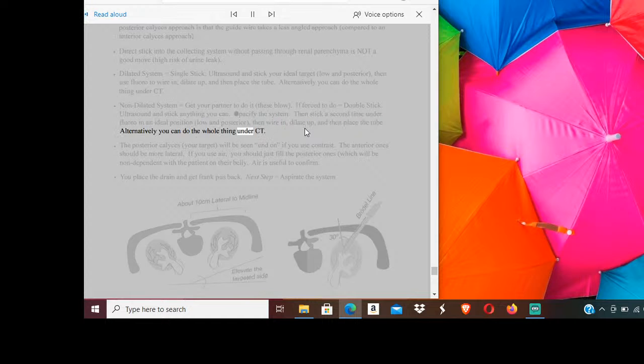Alternatively, you can do the whole thing under CT. The posterior calyces, your target, will be seen if you use contrast. The anterior ones should be more lateral. If you use air, you should just fill the posterior ones, which will be non-dependent with the patient on their belly. Air is useful to confirm. You place the drain and get frank pus back. Next step equals aspirate the system.